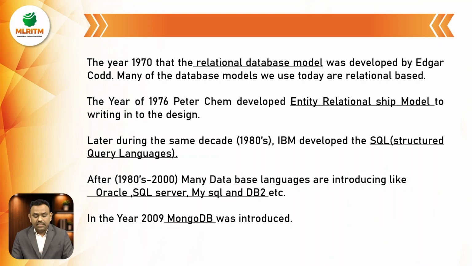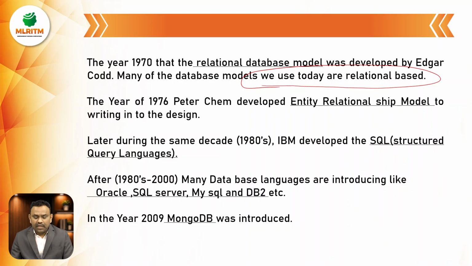Coming to the next evolution, in the 1970s, the relational database model was developed by Edgar Codd. Relational database means relationships between the tables. Before that, operations could be performed on only a single table. The relational database is capable of handling multiple tables. Many of the database models we use today are relational databases only.